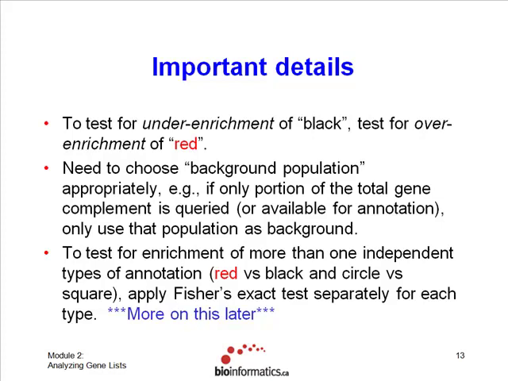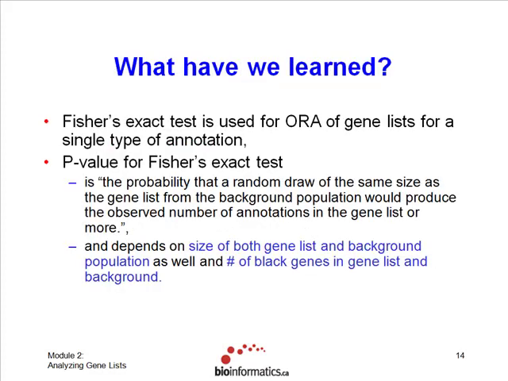Okay. And then if you want to test for the enrichment of more than one independent type of annotation, so instead of black versus red, you ask, you know, is this ball circular or more square, which I guess would make it not a ball, you just apply Fisher's exact test separately for each type, right? And that's kind of obvious.